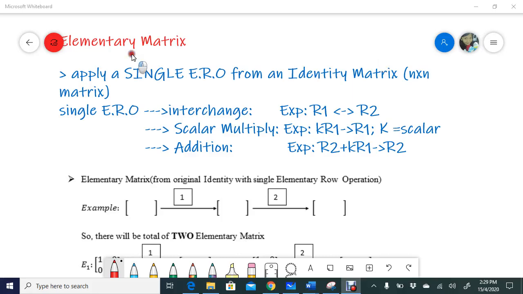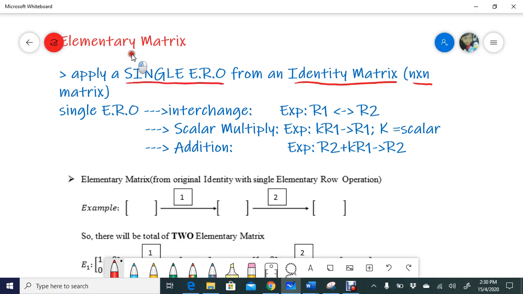Okay, today we will start with elementary matrix. Now, what is an elementary matrix, or how do you obtain your elementary matrix? An elementary matrix is obtained by applying a single elementary row operation to an identity matrix. So an identity matrix, you already know, is a square matrix, right? Now, what does it mean by single elementary row operation?